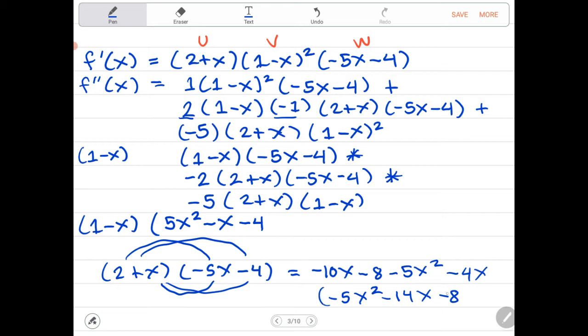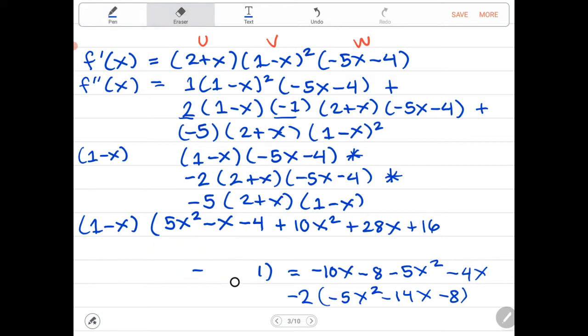Okay, so multiply by negative 2. Ito yun, negative 2 outside, no? So we have plus 10x squared plus 28x plus 16. Okay? So, we are done with the second line.